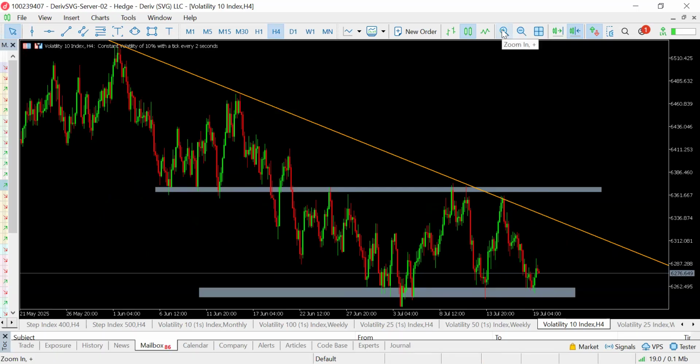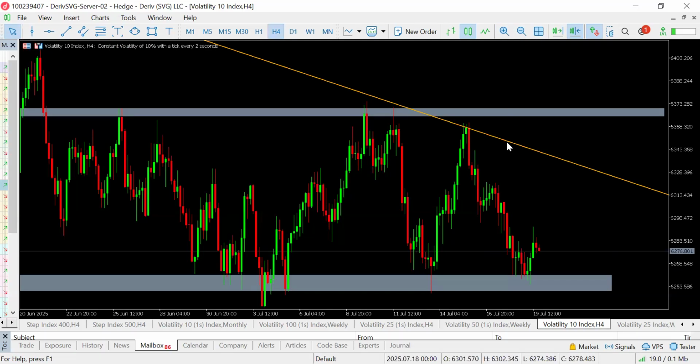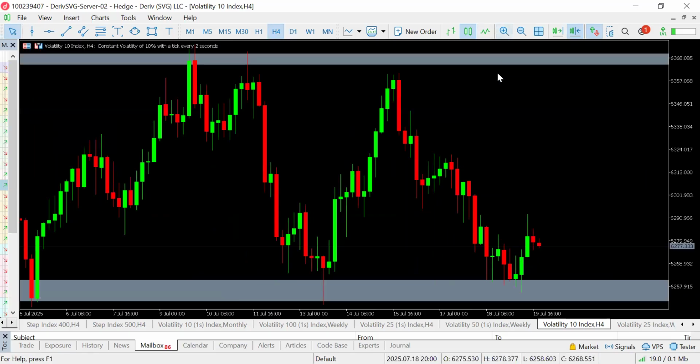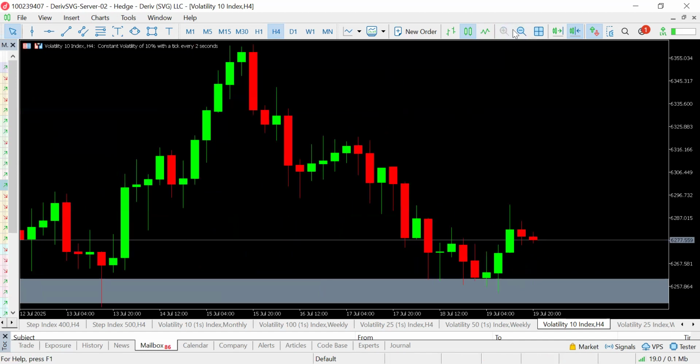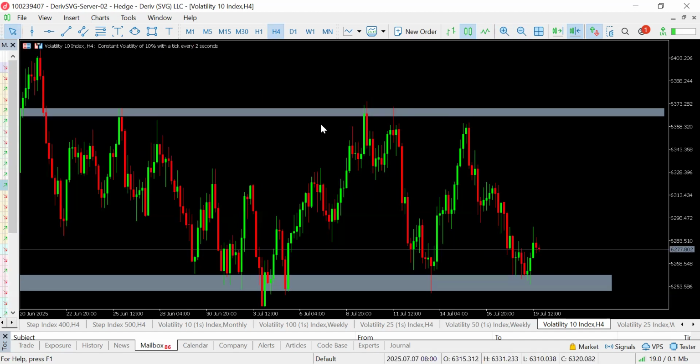So all we now have to do will be to concentrate. Let me take out this trend line because we are dealing with a range market. Now, all we have to do will be to concentrate on the most recent happenings of the market.